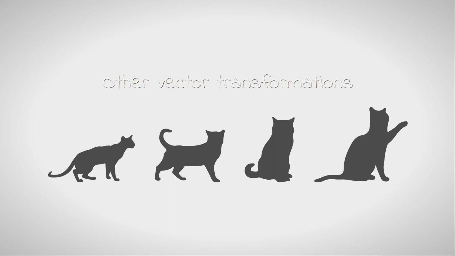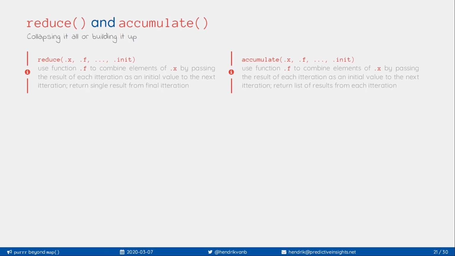Other vector transformations. This is the good stuff. Reduce and accumulate. These use a function to combine the elements of x into a single value by taking the results from each iteration and passing it as an initial value to the subsequent iteration. Accumulate is exactly the same as reduce up to this point. Reduce returns the single final value. Accumulate returns every single value from each iteration.